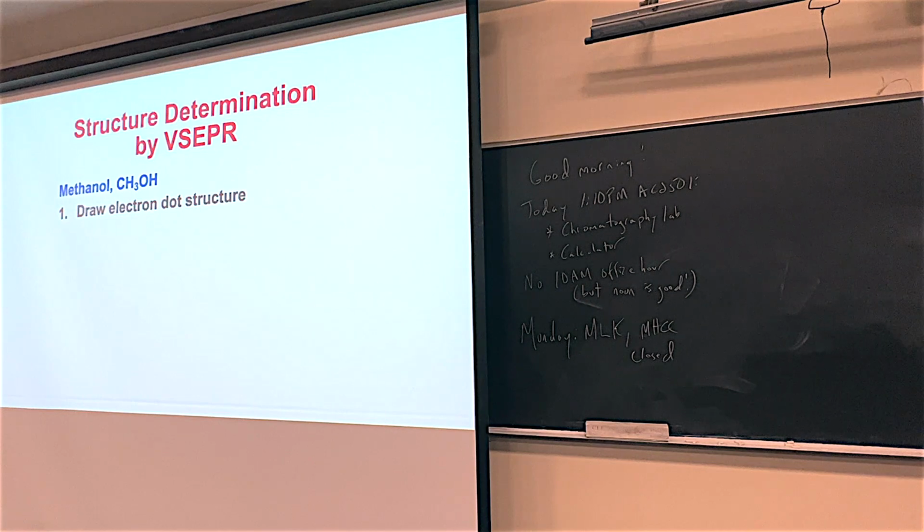Let's draw the Lewis structure for methanol. Now, carbon's right here, 3 hydrogens and OH. Now, how many bonds can carbon have after our discussion the other day? What's the maximum number? 4. Now, here's where that comes from.